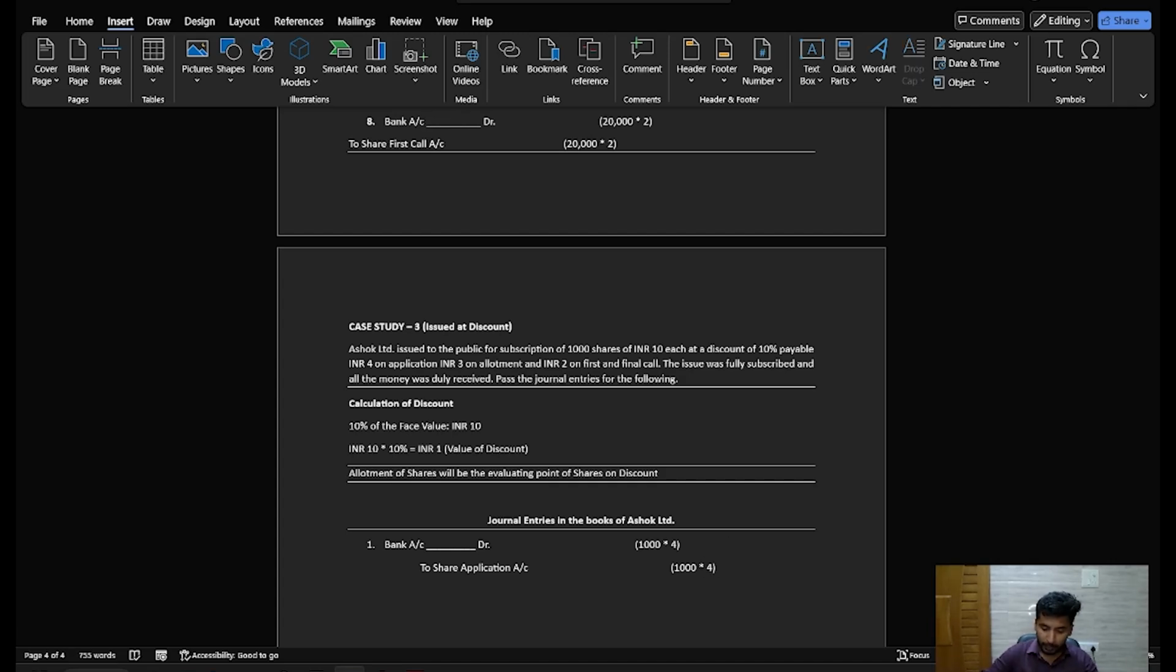After that, when the shares are applied, they are transferred to share capital. So the second entry will be share application account debit to share capital account. Now this entire amount has been transferred to the share capital account. And what is that amount? 1000 multiplied by 4, that is rupees 4000, and the same.